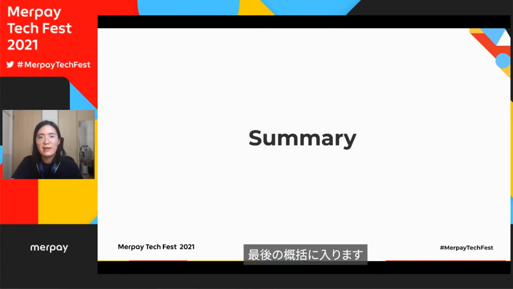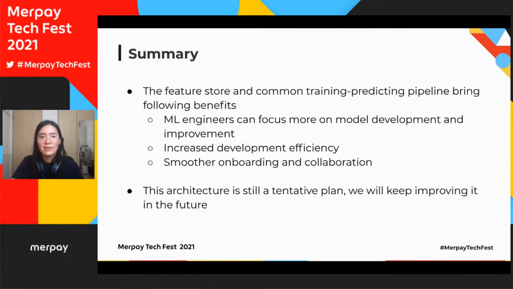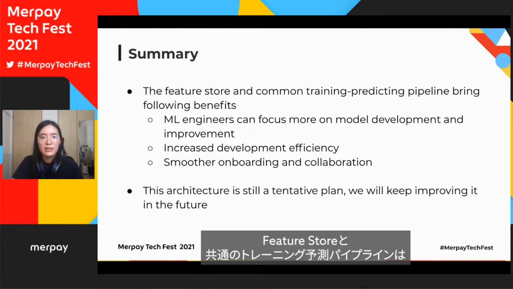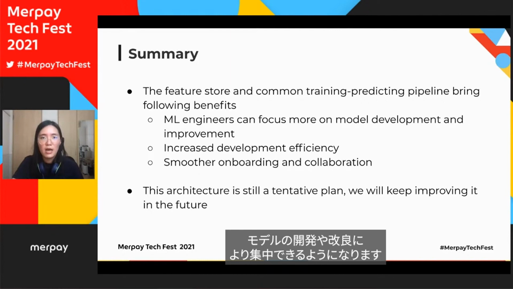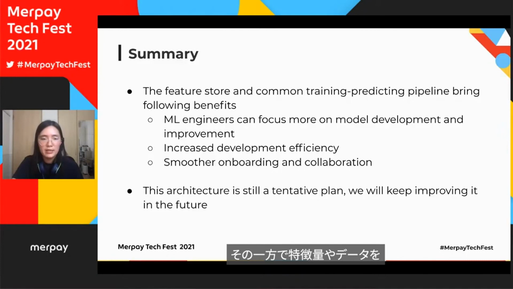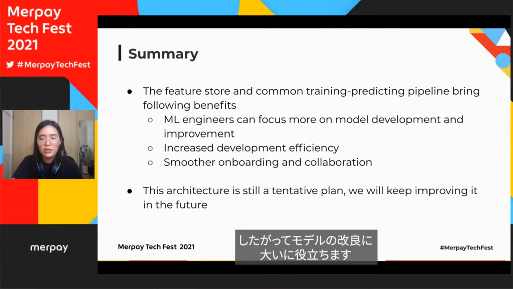Finally, the last part. The feature store and the common training prediction pipeline bring lots of benefits to us. It allows us to focus more on model development and improvement. At the meantime, we can analyze the features or data more easily. So it helps a lot for improving the model.